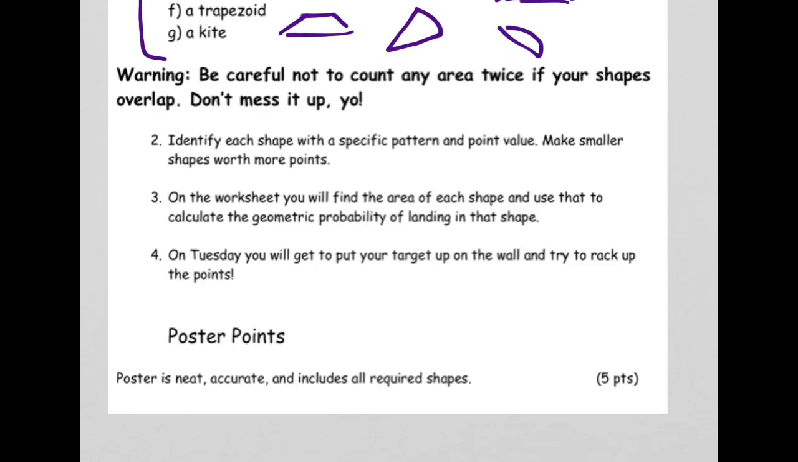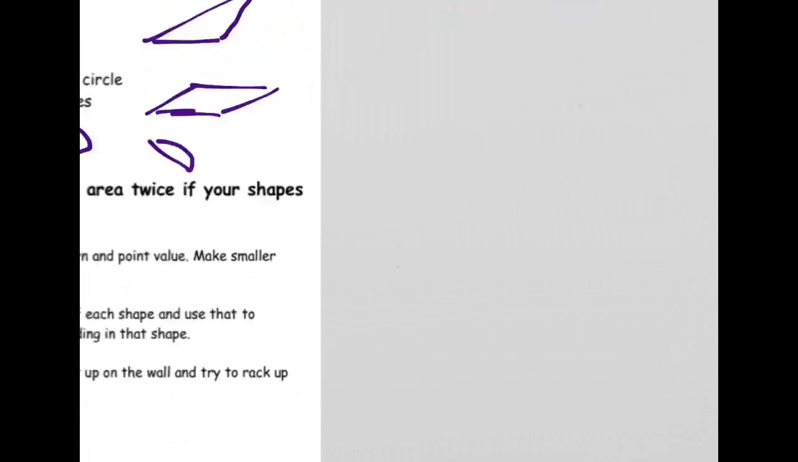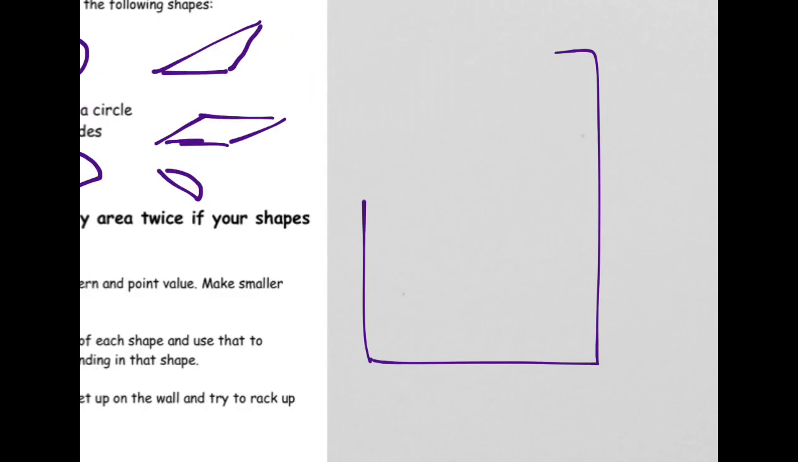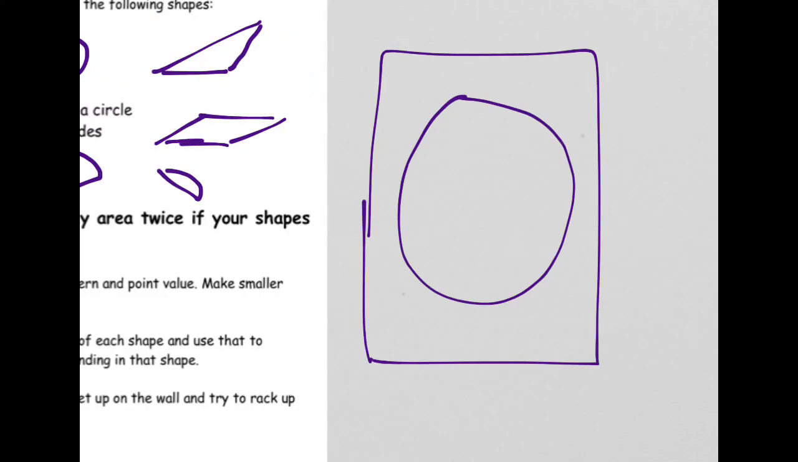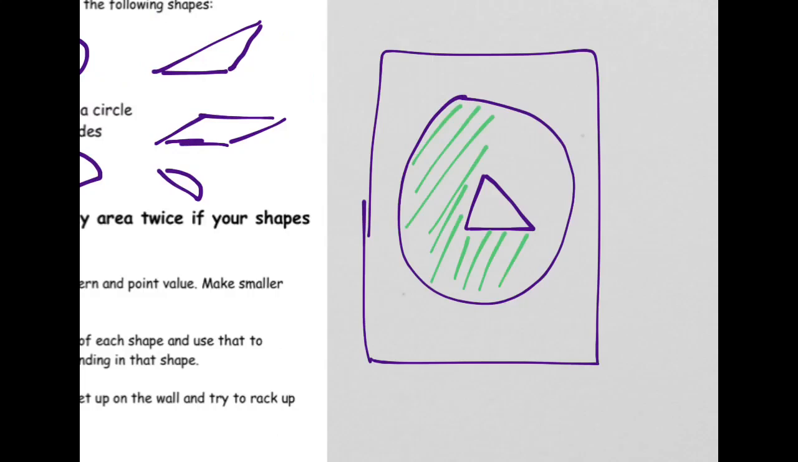Now, a quick warning: do not count any area twice. What I mean by that is, say this is your poster board right here, and maybe you put a giant circle in the middle like that with a triangle in the middle. Totally fine, but when you're doing your area calculations, say you are calculating the area of that circle, you need to make sure and subtract the area of that triangle. Otherwise, you're going to be counting area more than once, and then your probabilities will not add up to 100%, and it will not make sense.